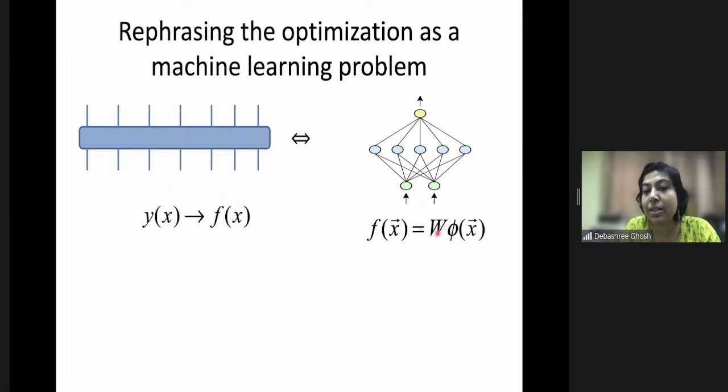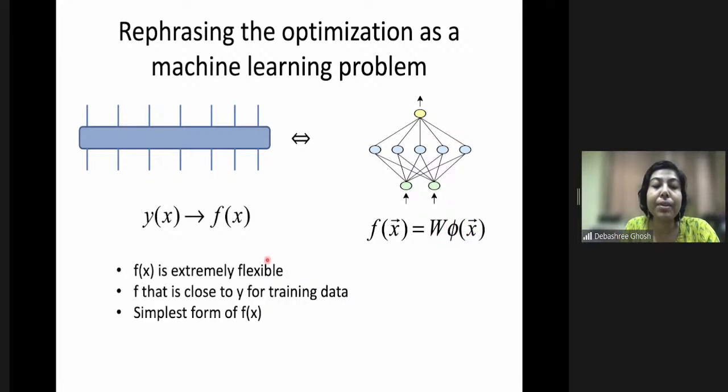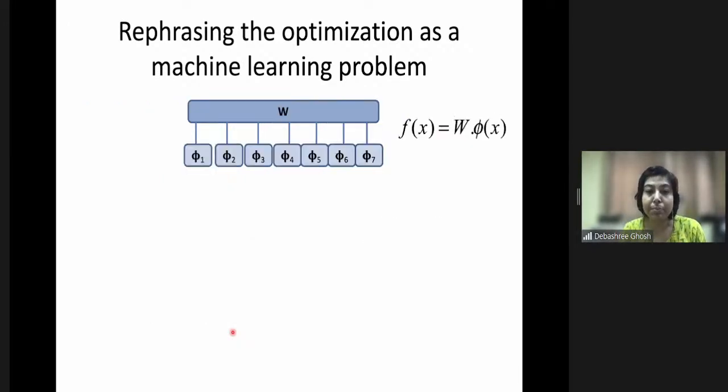So matrix vector multiplication. Why? Because neural networks are extremely flexible. The next constraint I'm going to put on it is that the values of f are going to be close to y for whatever training data I use. And I will also choose the simplest form of f of x, because there is no point making the problem more complicated than it already is. So this is essentially the approach that we are going to take.